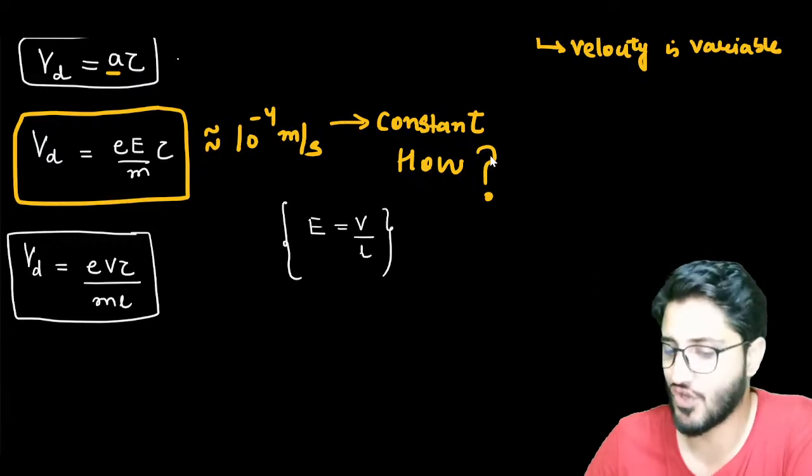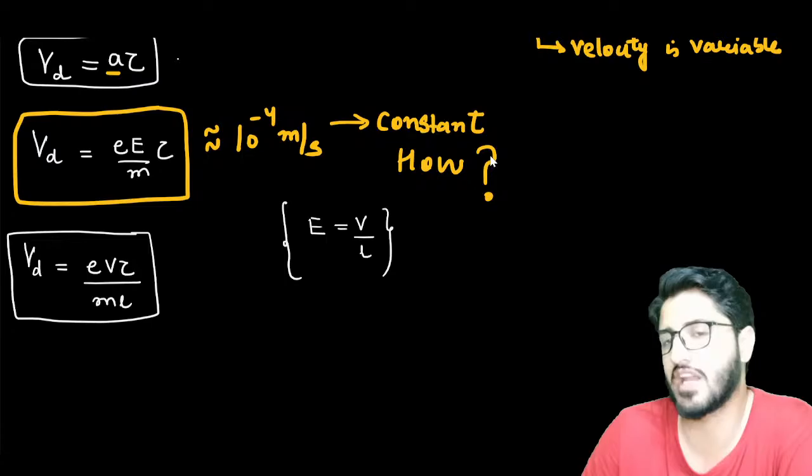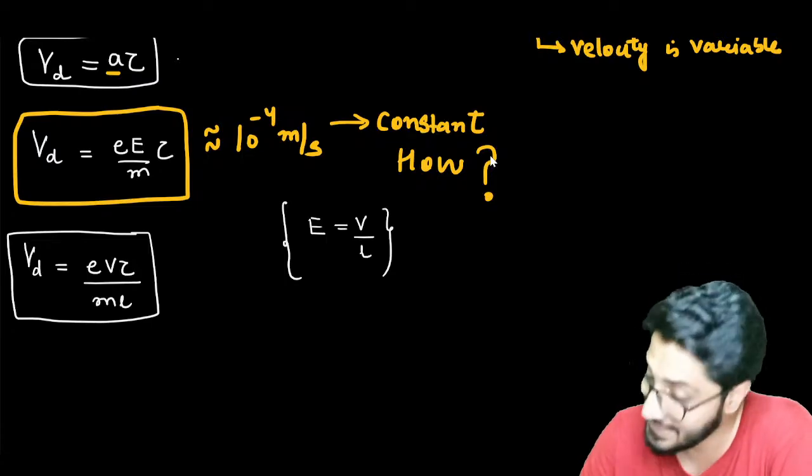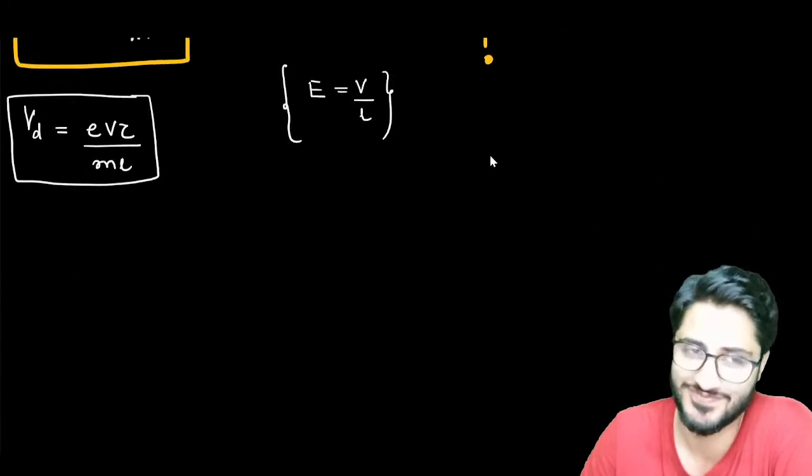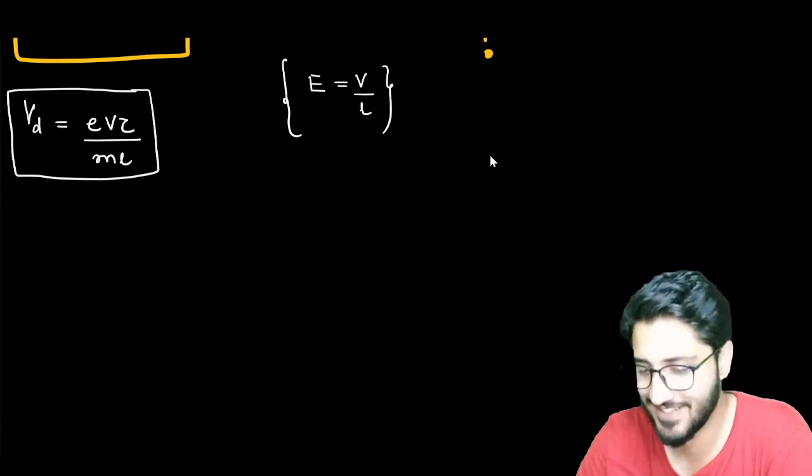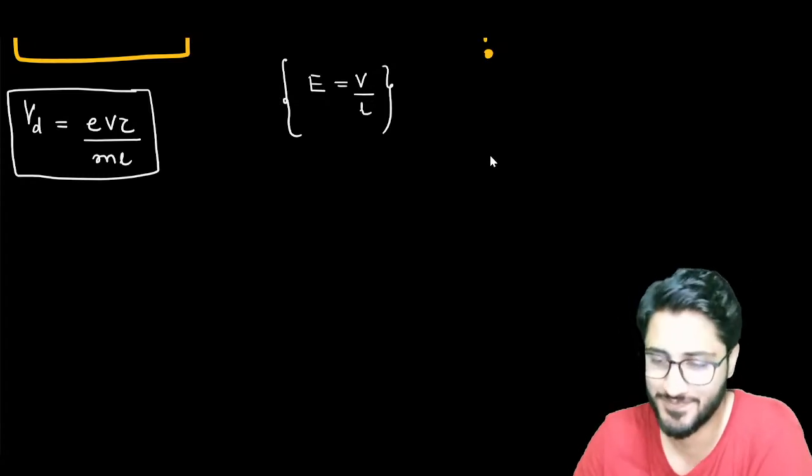No, acceleration is not 0. If acceleration is 0, then we cannot say it is accelerated motion. It is accelerated motion. It is not equal to 0. Acceleration is there.